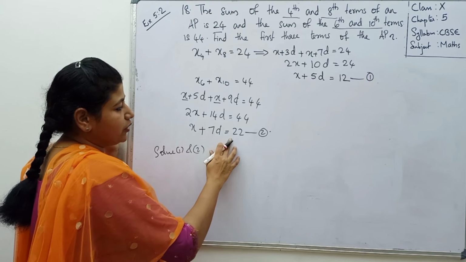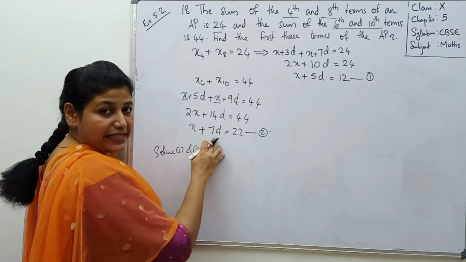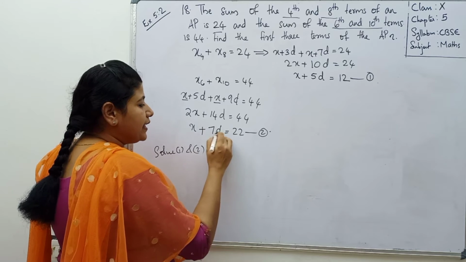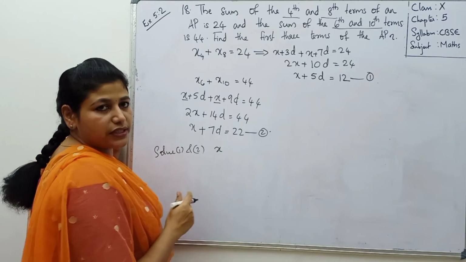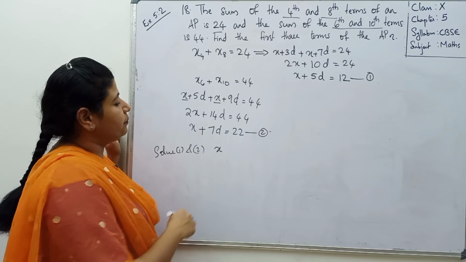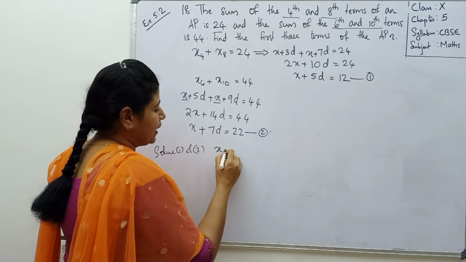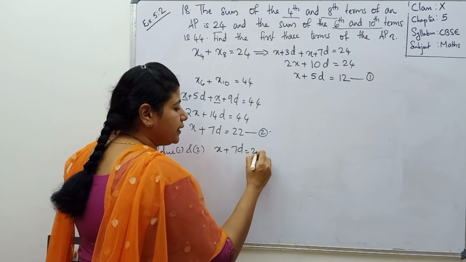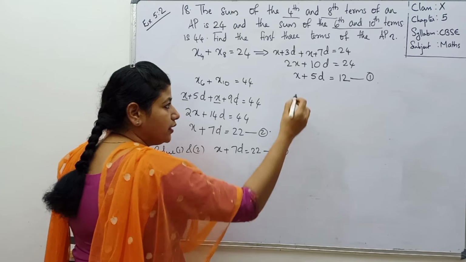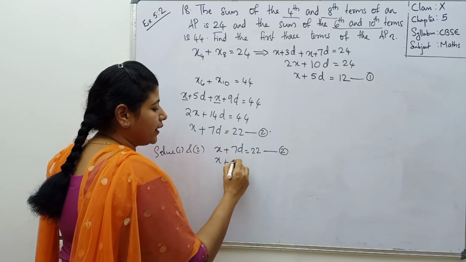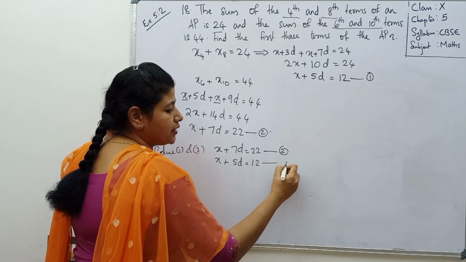I am writing the second equation first since the coefficient of d is greater. Okay. ഇവിടെ ഡിയുടെ കോഎഫിഷ്യൻറ്റ് 7 ആണ്, അവിടെ ഡിയുടെ കോഎഫിഷ്യൻറ്റ് 5 ആണ്. 7 അല്ലേ വലുത്. സോ ഐ ടുക്ക് ദിസ് ആസ് ദ ഫസ്റ്റ് വൺ. x plus 7d equal to 22. This is the second equation. Now write the first one. x plus 5d equal to 12. This is the first equation.